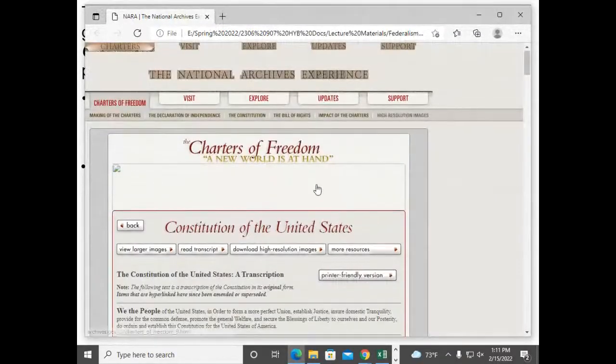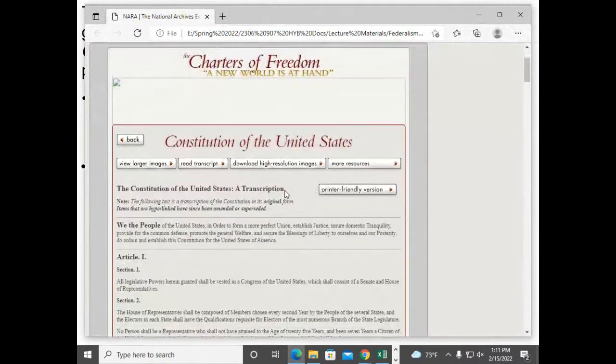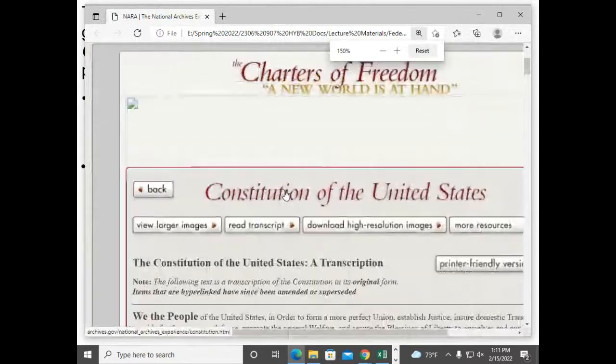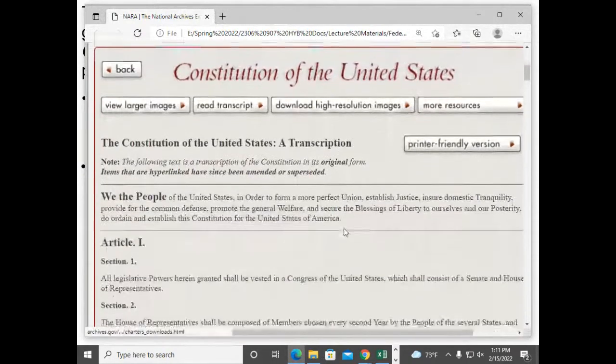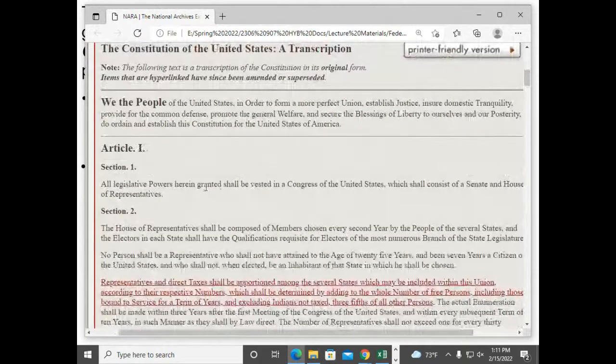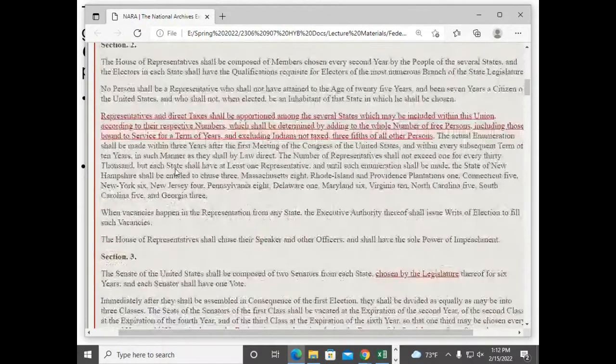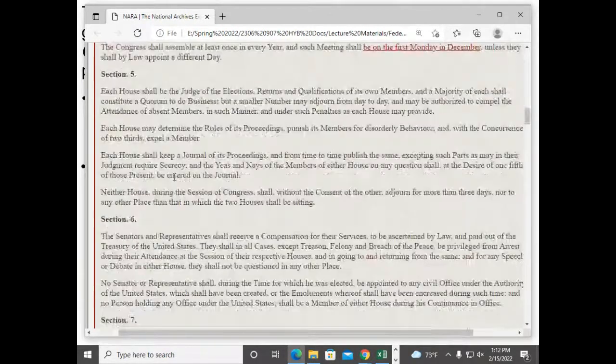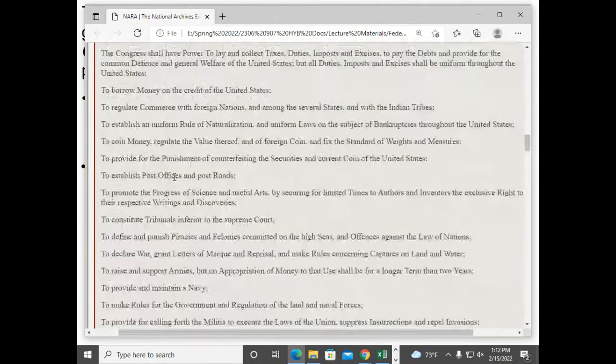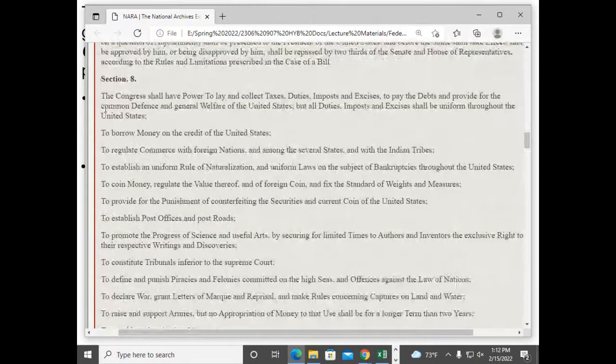Show you what I'm talking about. Here's a transcription of the Constitution. Get this big enough here so everybody can see it. Article 1 says all legislative powers herein granted, herein delegated, herein enumerated, shall be vested in a Congress of the United States, which shall consist of a Senate and House of Representatives. Now we're going to scroll down to Section 8, and it begins to enumerate the powers of Congress.